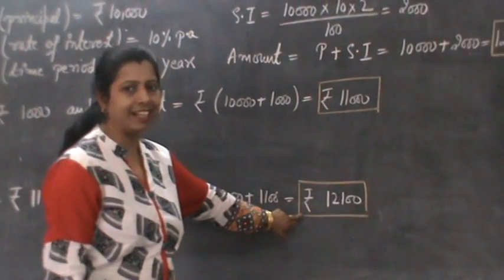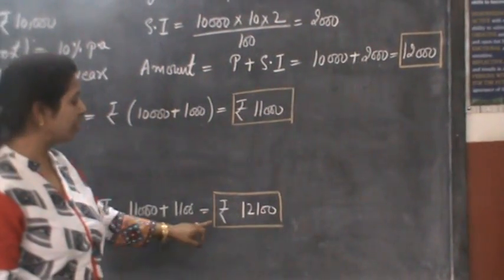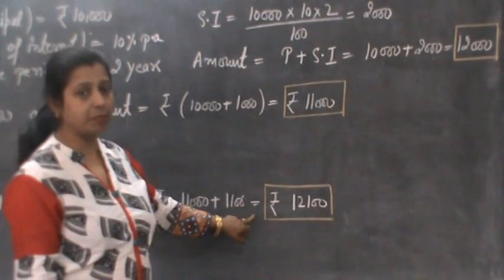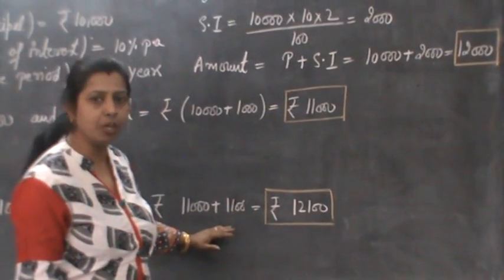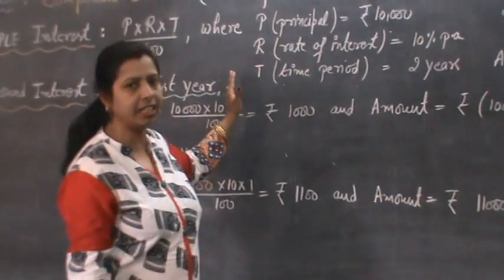And if we compare this 12,100 to the 12,000, we see that 12,100 is more than 12,000. It means this scheme is more beneficial as compared to our previous method, which is simple interest.